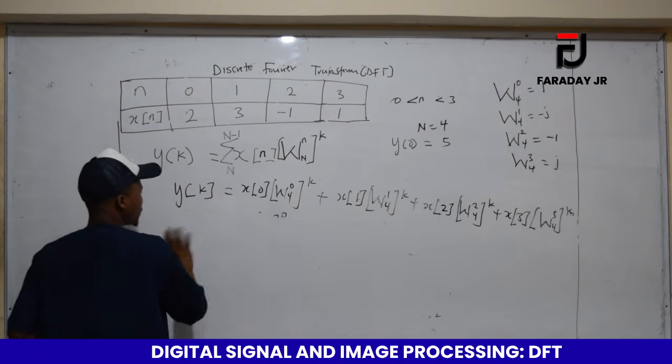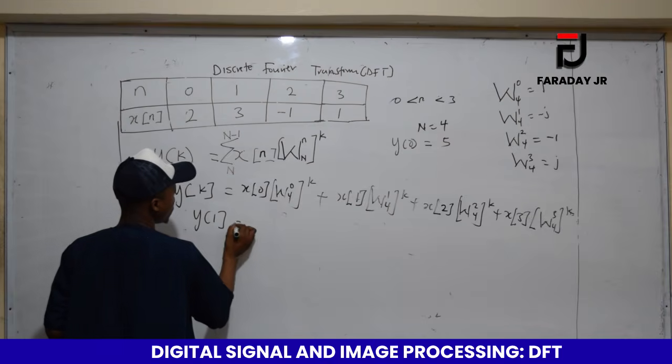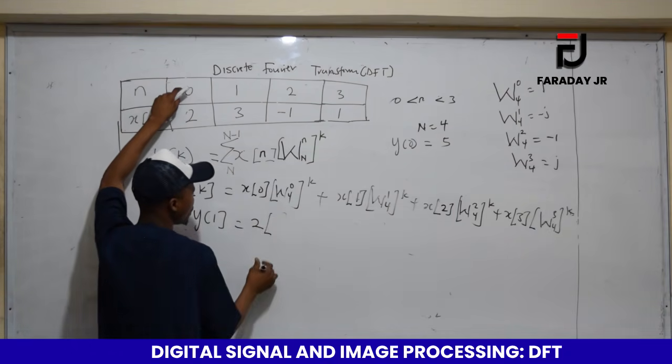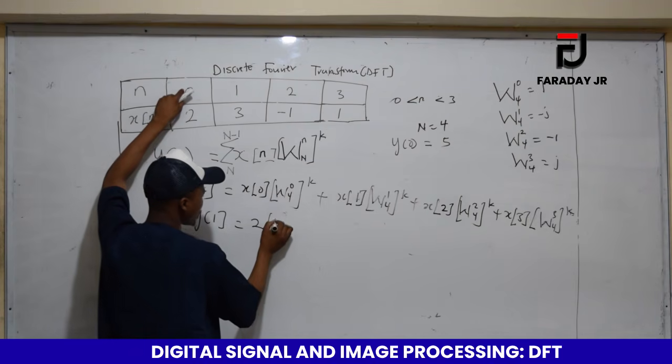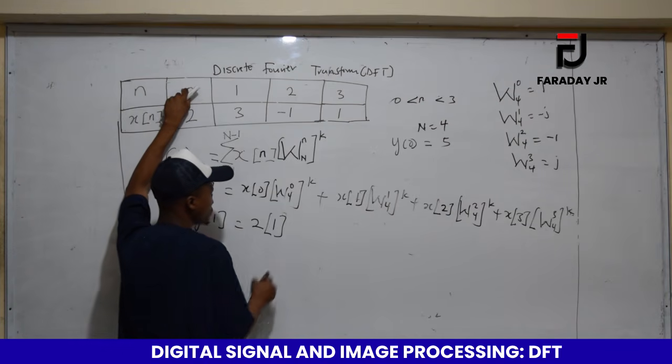Okay, so let's do that for now. So we are moving on to y of 1. So we have s of 0, which is the same as 2. And then we have w of 0, 4, which is the same as 1. And then we have the value of k equal to 1.